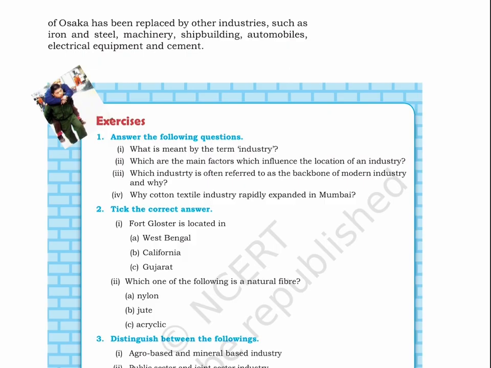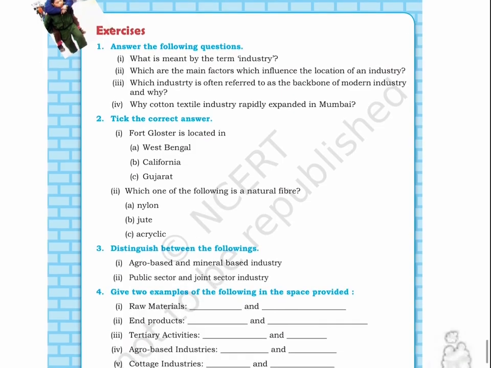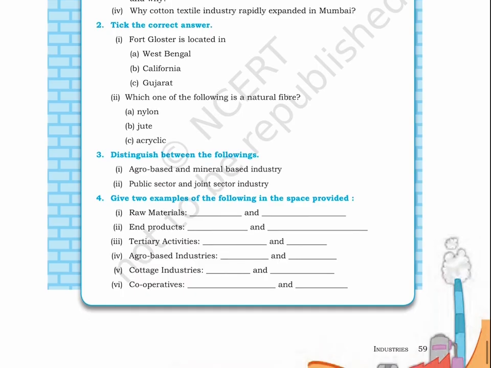First, agro-based and mineral-based industry. Second, public sector and joint sector industry. Number 4. Some blank spaces are provided to give two examples of first, raw materials, second, end products, third, tertiary activities, fourth, agro-based industries, fifth, cottage industries, sixth, cooperatives.